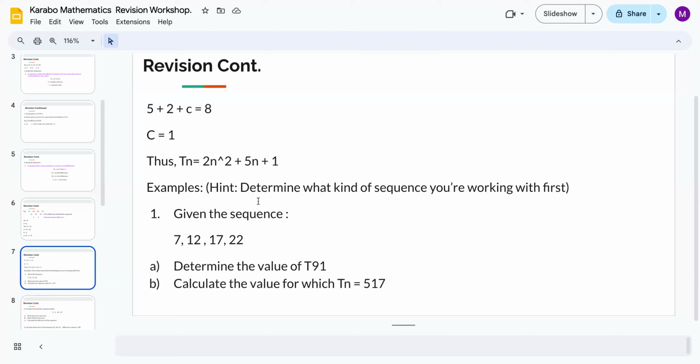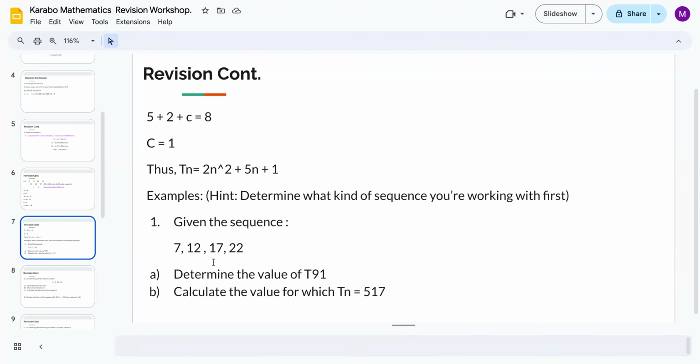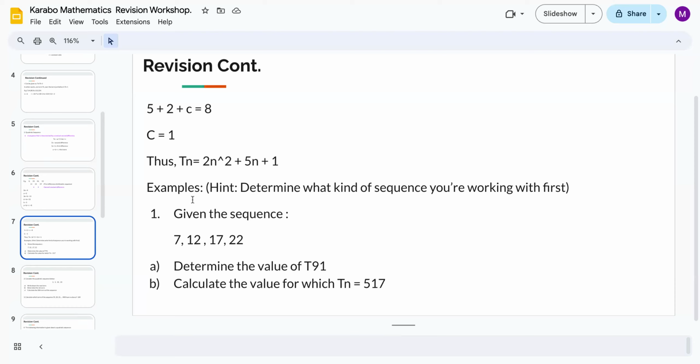Okay. So the first question is: given the sequence 7, 12, 17, and 22. A, determine the value of the 91st term. B, calculate the value for which Tn is equal to 517. Okay, so I'll give you guys like 5 minutes to try work that out quickly and then see what answers you come up with.